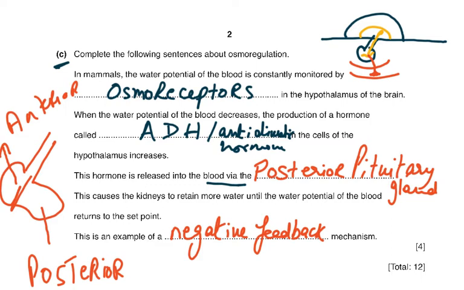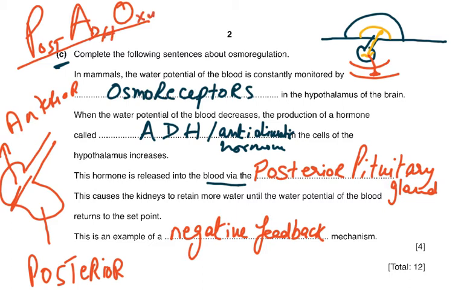The posterior pituitary only makes ADH and oxytocin. That's the only two hormones it makes. The rest of it all, like FSH, LH, everything, is made by the anterior pituitary. And this causes the kidneys to retain more water until the water potential of the blood returns to the set point. This is an example of negative feedback. So, an easy question as far as I can see.